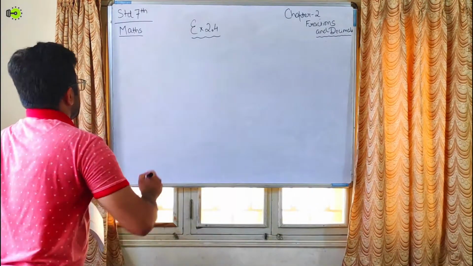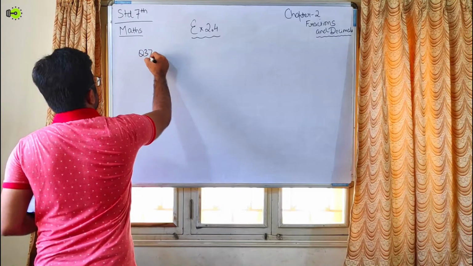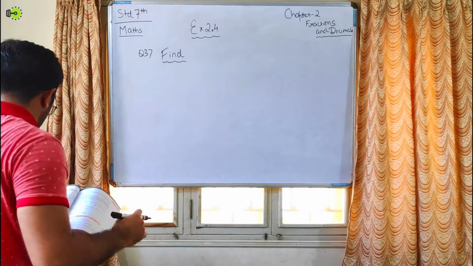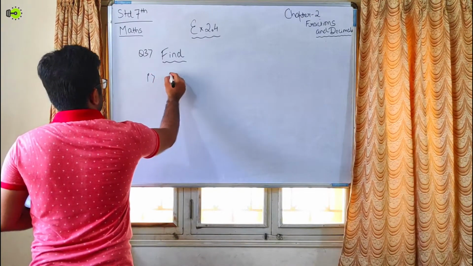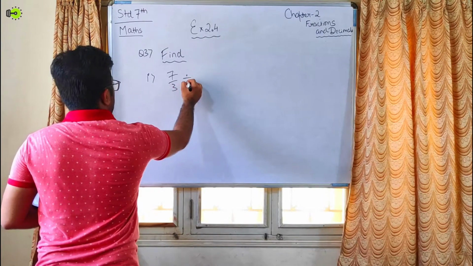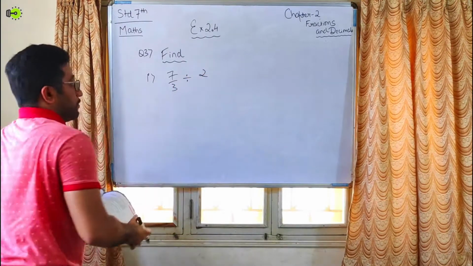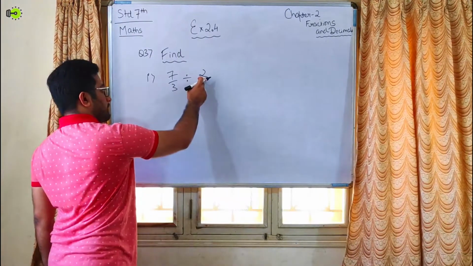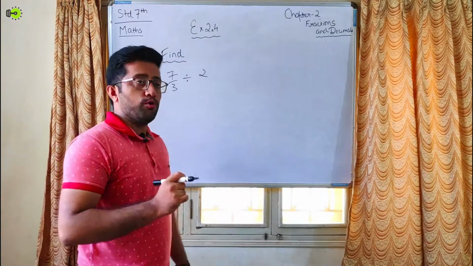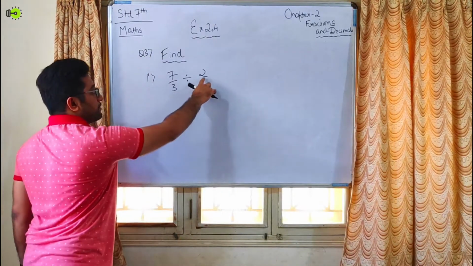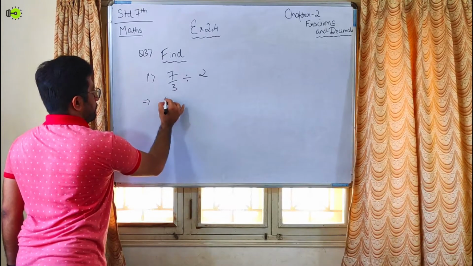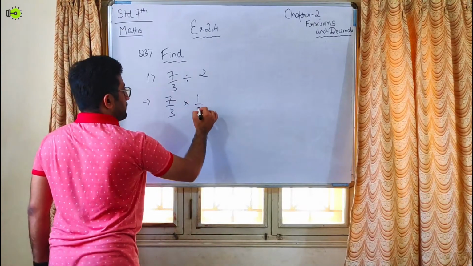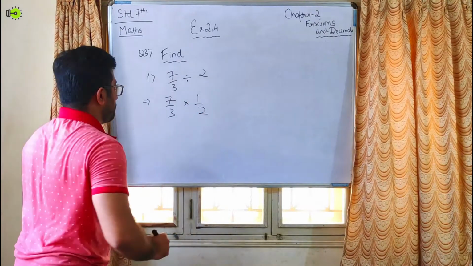Okay, moving towards question number 3. Find number 1, 7 by 3 divided by 2. Okay, so always remember the number which is after the division, that is this, needs to be put in reciprocal. Do not reciprocal this number, you have to reciprocal this number. So we will follow the routine course, that is 7 by 3 multiply 2 will be 1 by 2. The reciprocal of 2 will be 1 by 2.